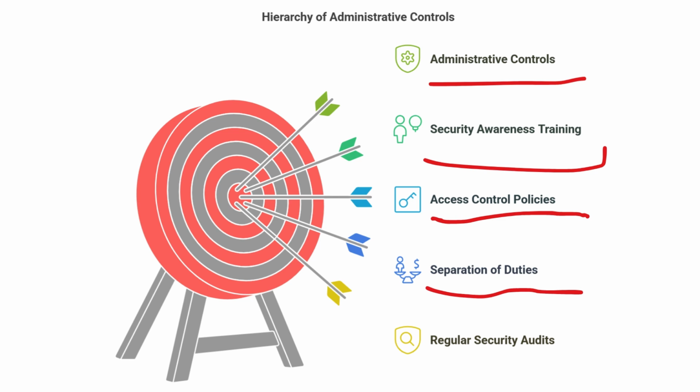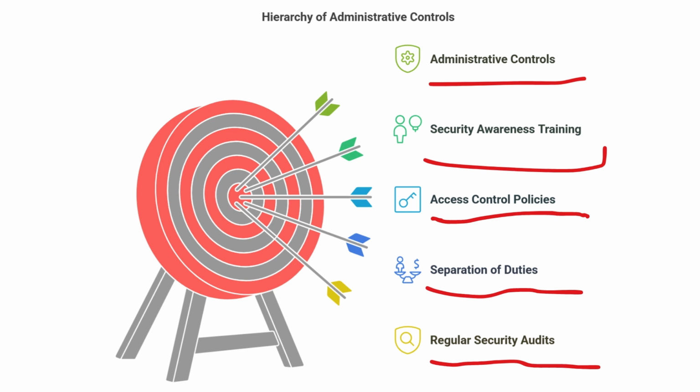Why this is important: it prevents fraud and insider threats. It reduces the risk of abuse of power or unauthorized changes. And it ensures checks and balances in security processes. The best practice is to always have multiple layers of approval for critical actions.